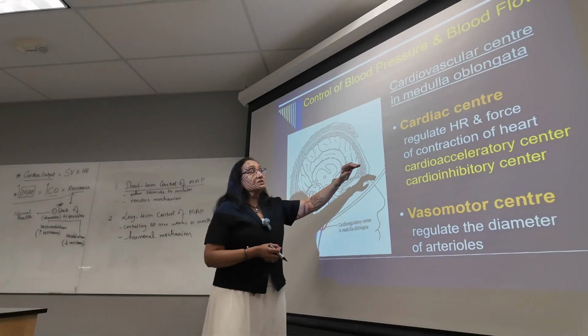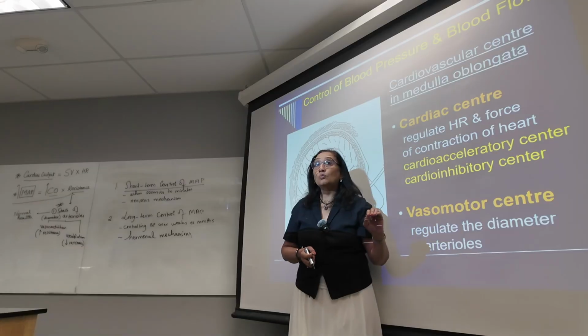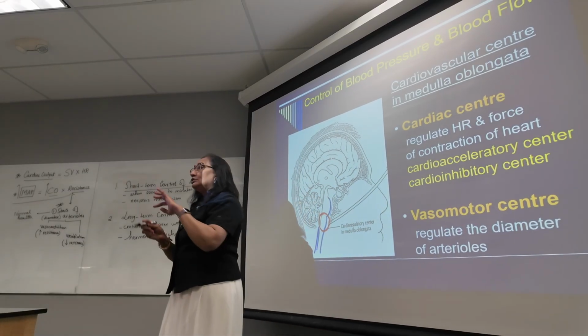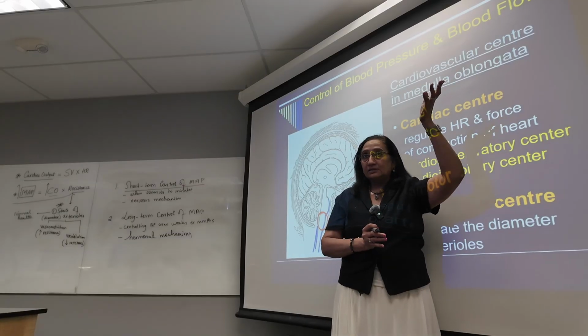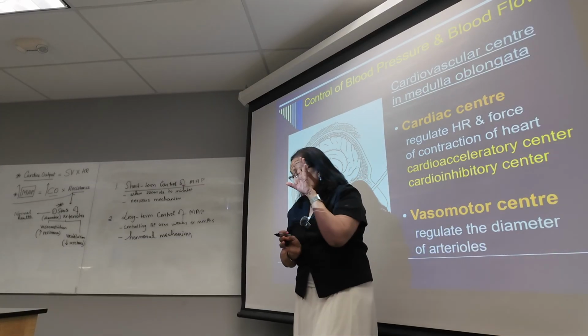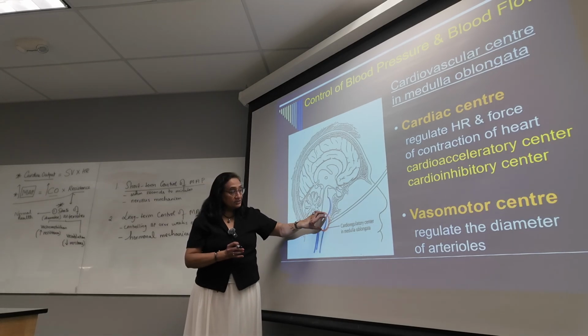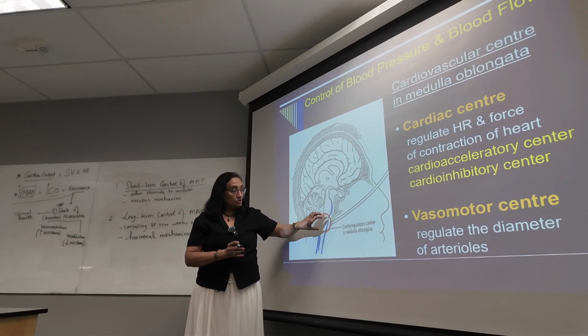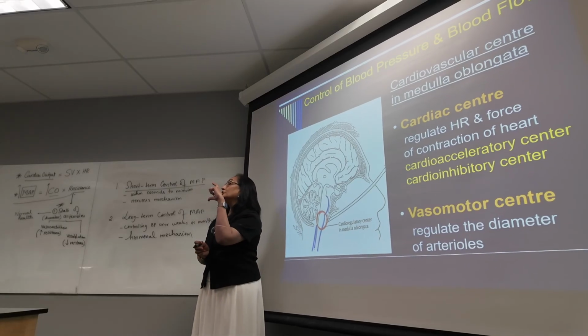Okay? So this is called the cardiac center. This is called the vasomotor center. Together, they are called the cardiovascular center. Together. So they are all found in the medulla. So the highest level of control is here. The medulla is a very important region of the brain.